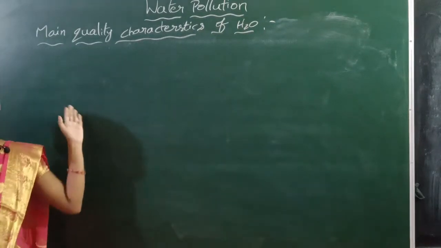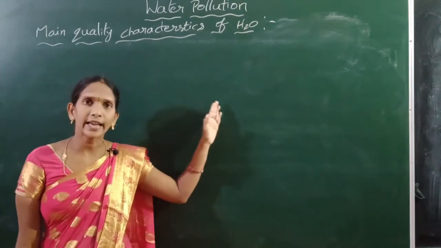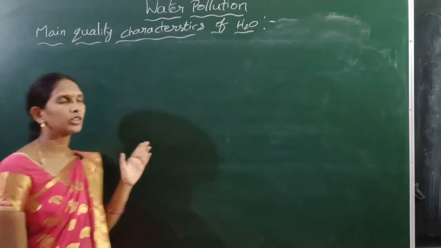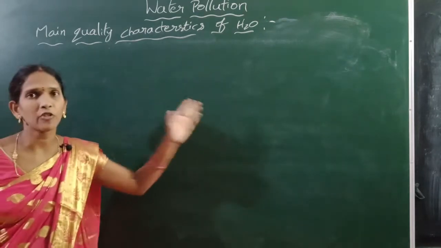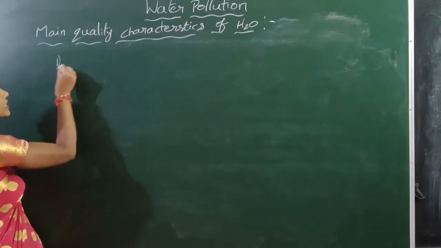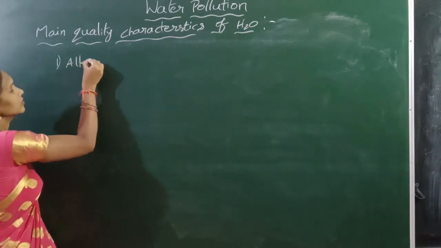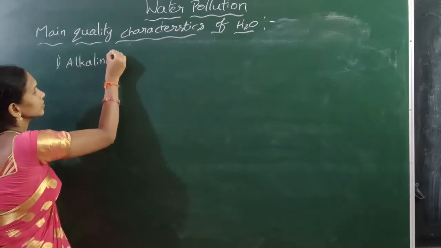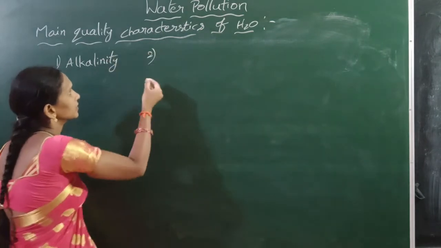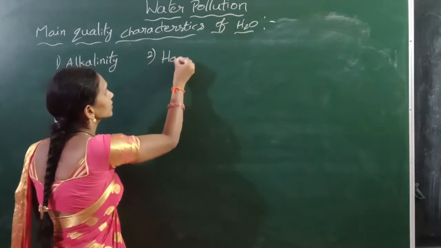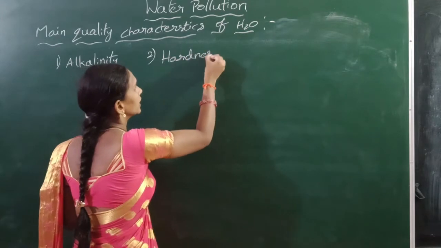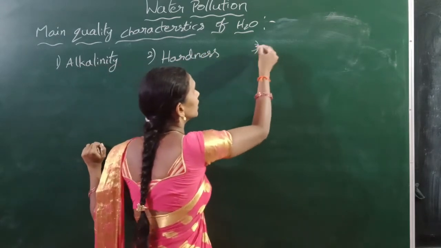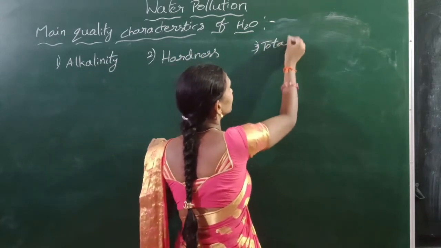Okay, in this class we will discuss the main quality characteristics of water. The first one is alkalinity. The second one is hardness. The third one is total solids.